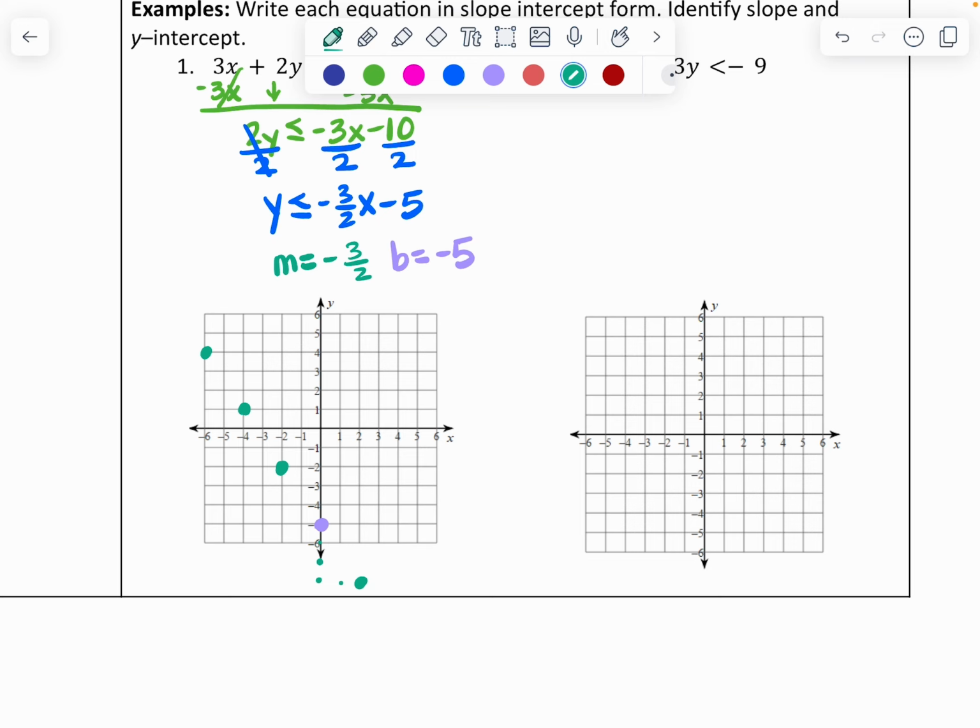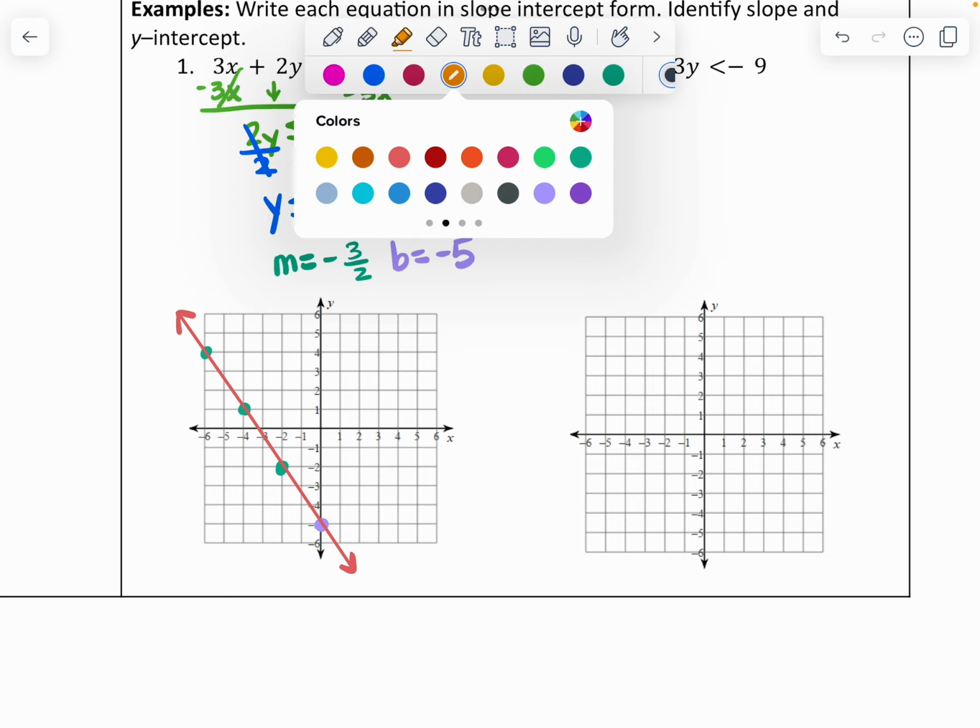Going back to my original inequality here, y is less than or equal to, that means that I will be using a solid line. Less than or equal to means that I can use a solid line, not a dotted line. And I'm going to be shading below the line because it's a less than.